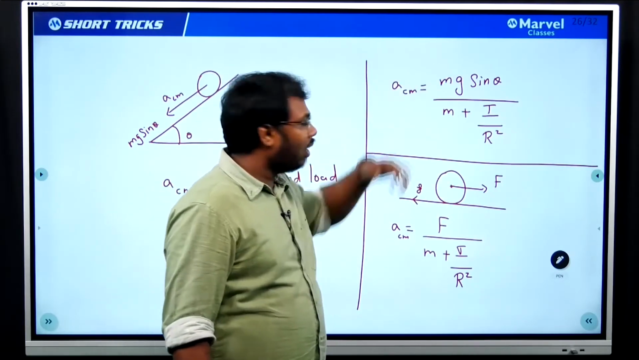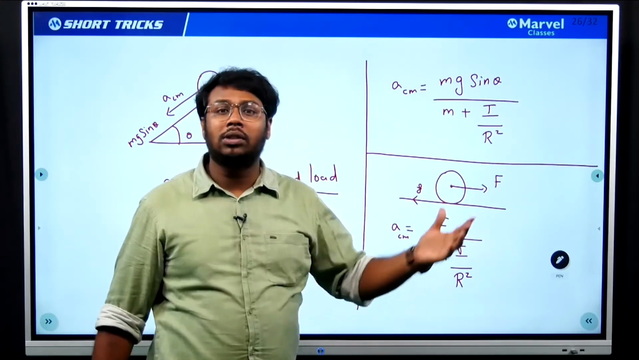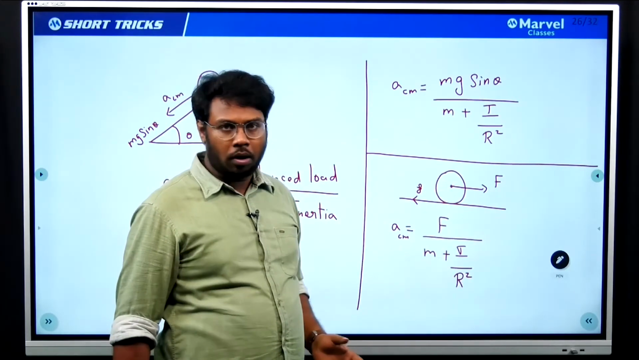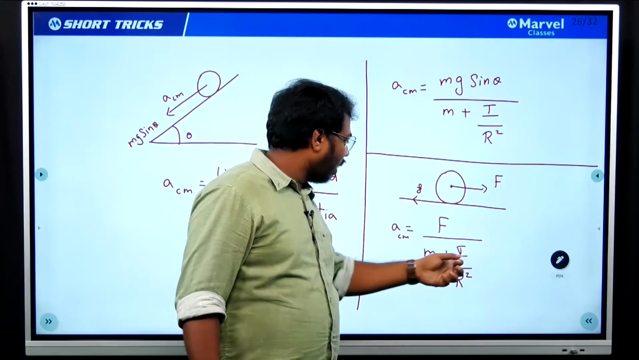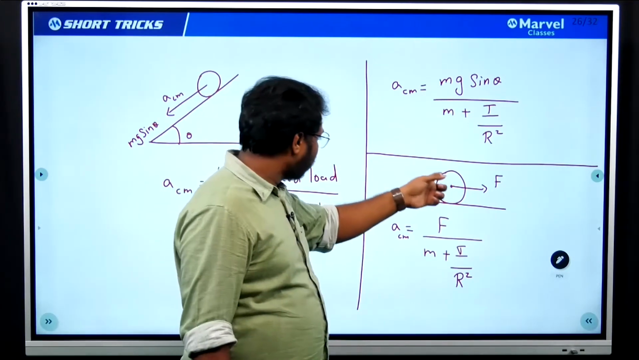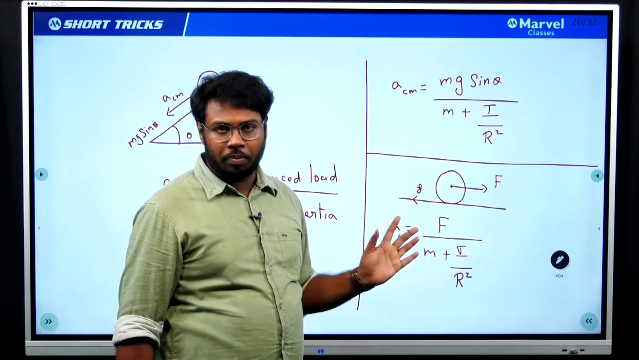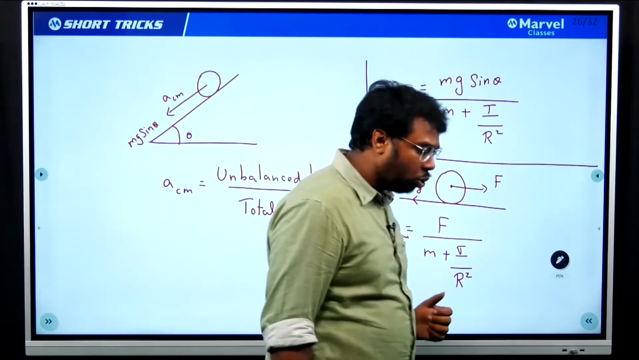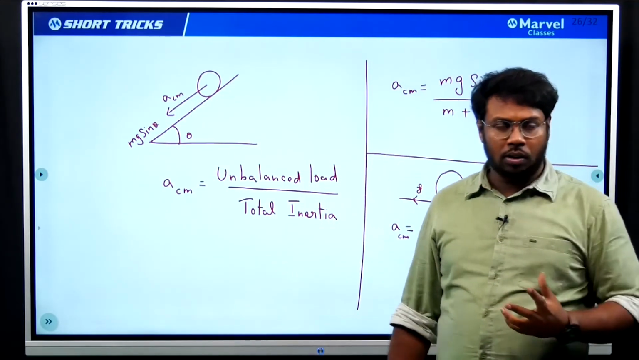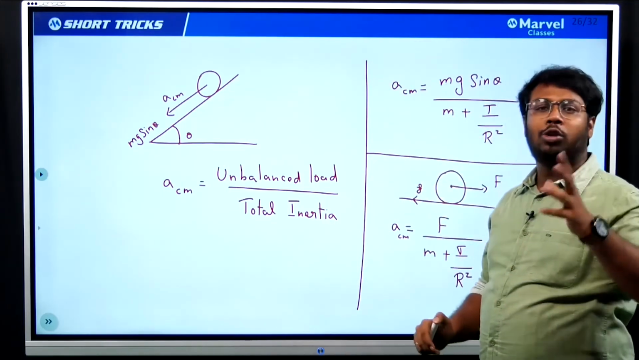Here it is the unbalanced load, here it is the external force that is acting on it to roll. Likewise, if it is a sphere, you have to write the inertia of the sphere. If it is a ring, you have to write the inertia of the ring, and everything is settled. So this is how the whole thing works. Now I am going to show you a question. I will be applying the same exact trick and I will show you how to solve it.